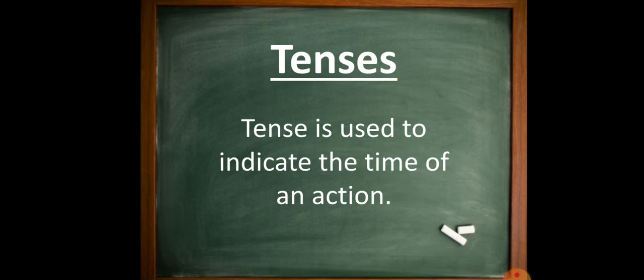Before we start with tenses, let me just remind you that verbs play a very important role in the formation of tenses. Verbs, like tenses, have three forms, that is, V1, V2, and V3. Verbs change form according to the time of action.